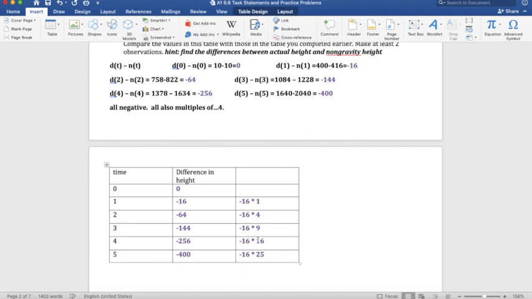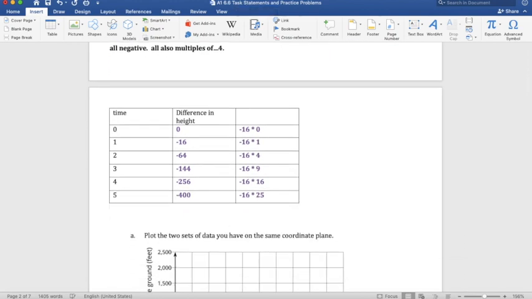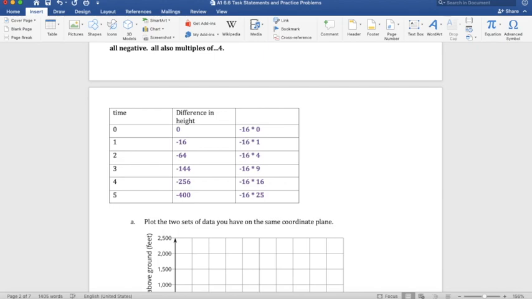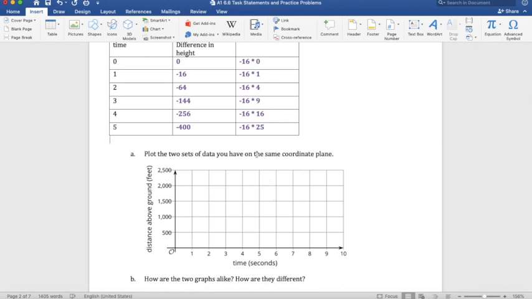And what do we notice about 1, 4, 9, 16, 25? Oh yeah, this one's negative 16 times 0. What are these numbers? Well, these numbers are all the perfect squares. And in the last lesson, the same type of thing came up, where we had negative 16 times the perfect squares. So the step number squared, 2 squared, 3 squared, 4 squared, 5 squared. So including gravity must include something with the step number squared. Falling objects, like last time, are modeled with a quadratic equation. So, if you have it printed out, plot the two sets of data on the same coordinate plane.